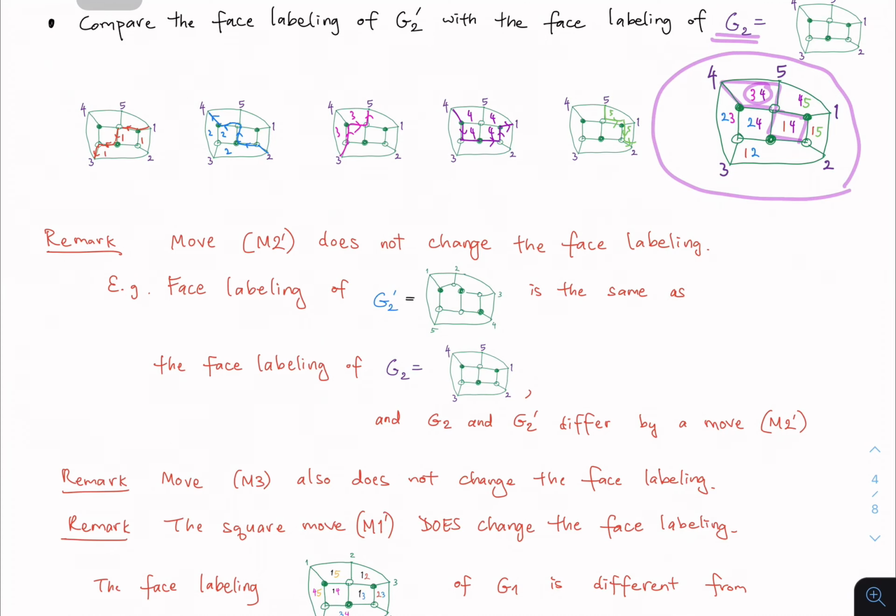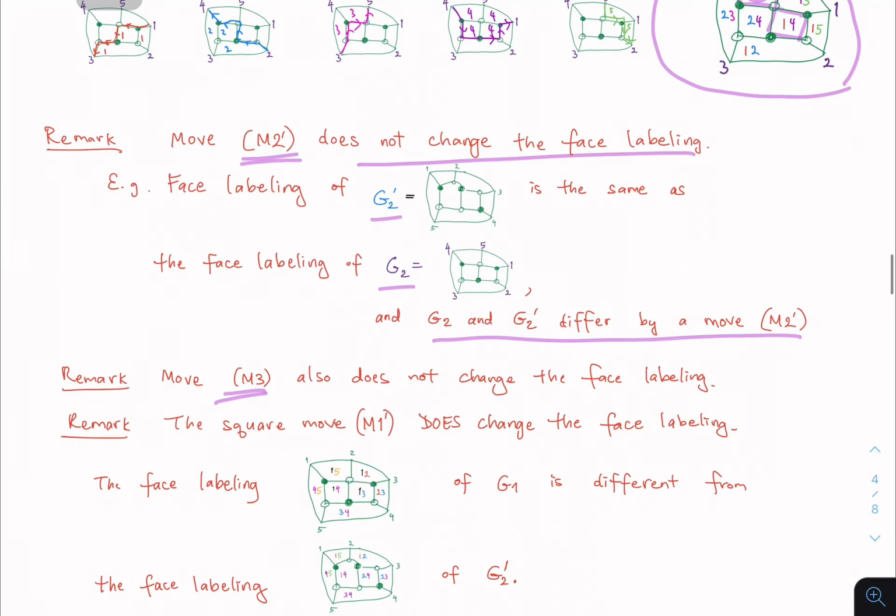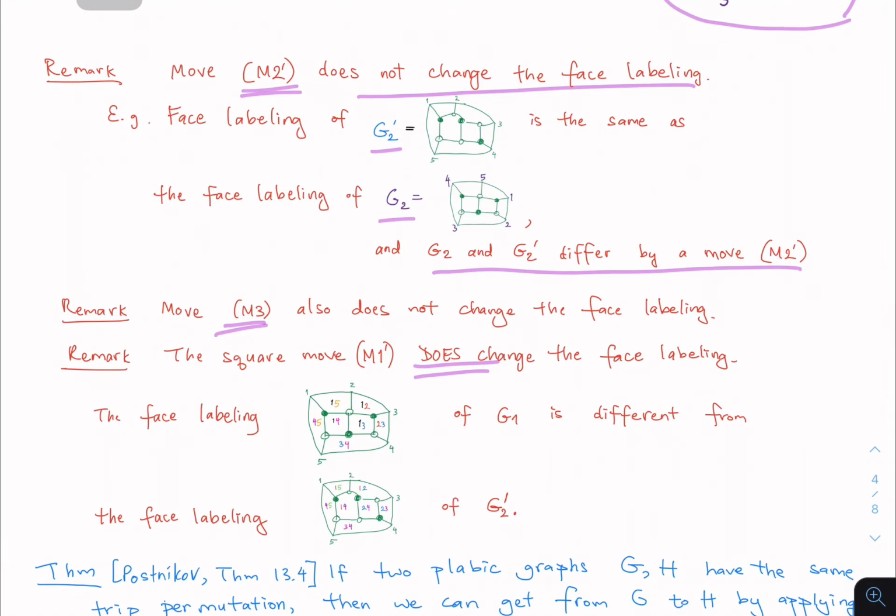So some remarks. The local moves M2 prime and M3 do not change the phase labeling. For example, the reason G2 prime and G2 have the same phase labeling is because they only differ by a move M2 prime. But the square move does change the phase labeling, and we have seen this in the last homework. For example, the phase labeling of G1 is different from the phase labeling of G2 prime, and indeed they differ by a square move.